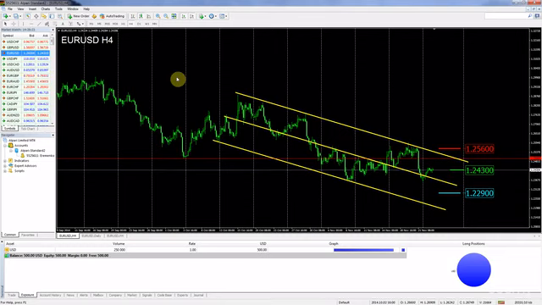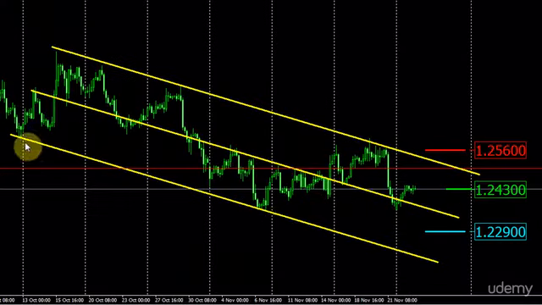As you can see, the price on the euro-dollar 4-hourly time frame is currently in a downward sloping channel. So the borders are marked with these outer two yellow lines. The middle yellow line marks the middle of the channel. The price first entered the channel over here at the beginning, at the bottom border.